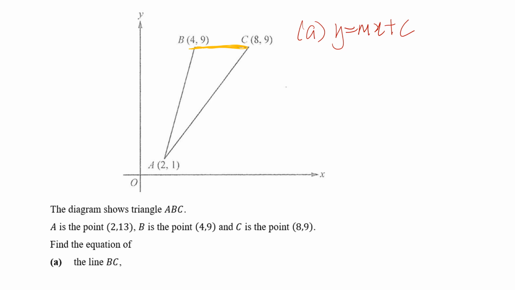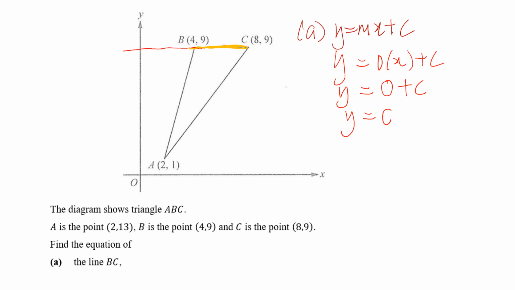Okay, gradient is 0. So y will be equals to 0 times x plus c. So 0 times x is 0, plus c. 0 plus c is c. Okay, what is c? c is the y-intercept value. So what is your y-intercept value? So I'm going to extend this line longer and see where the horizontal line meets the y-axis. What do you think is this value here? That value will be a y-coordinate, right? Yes, the y-coordinate, which is the same.